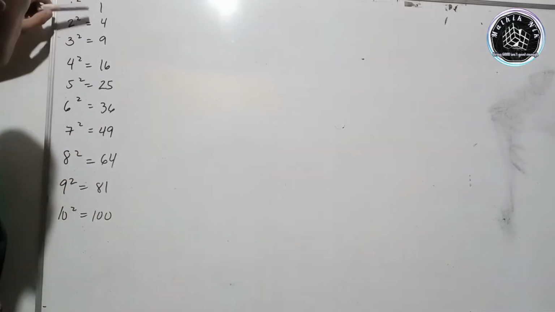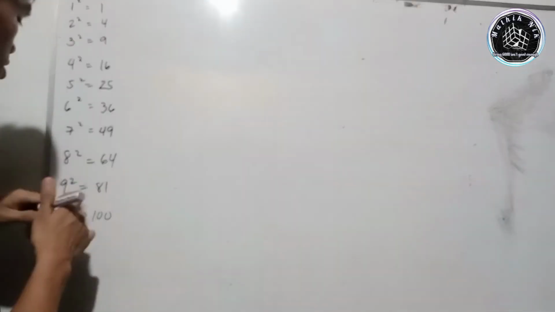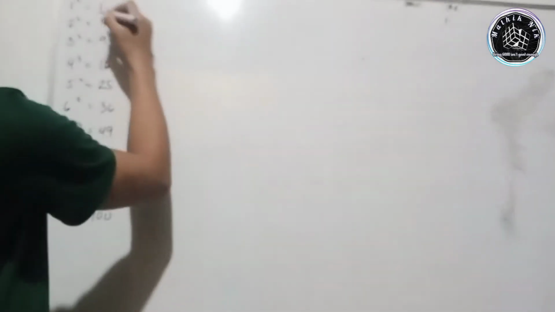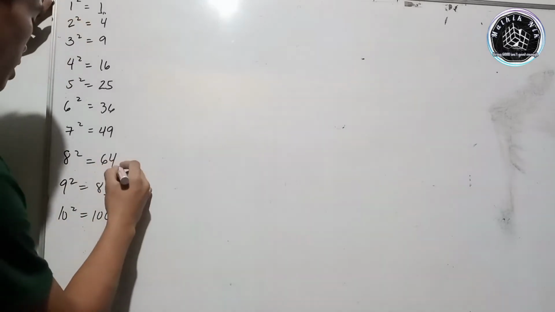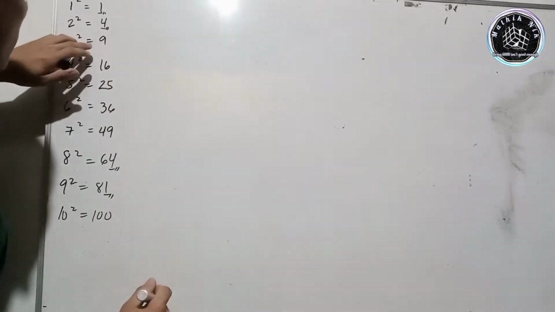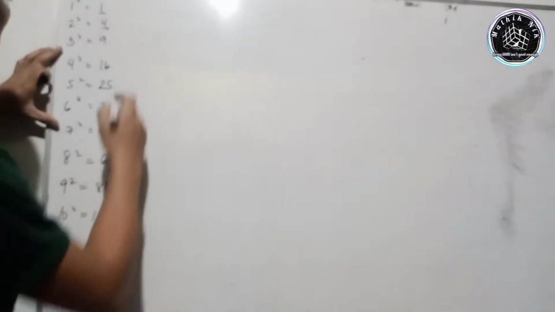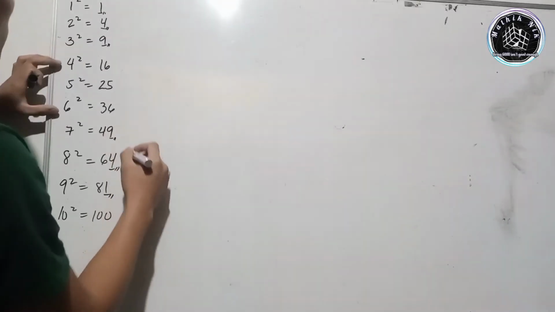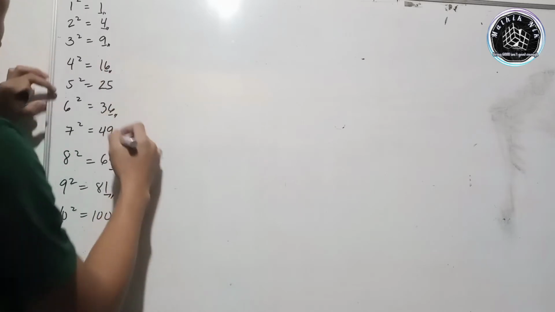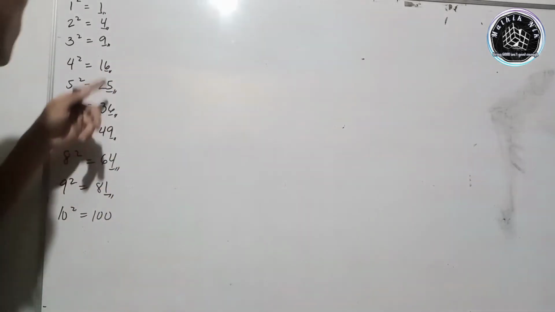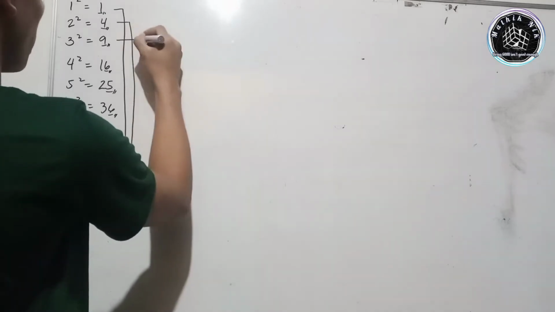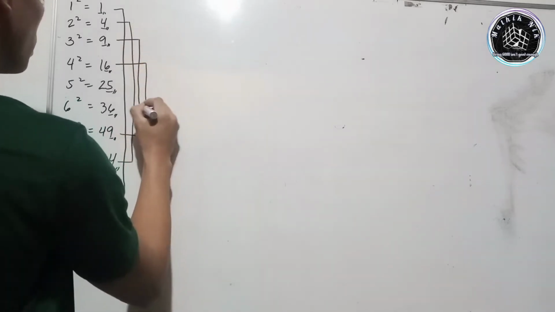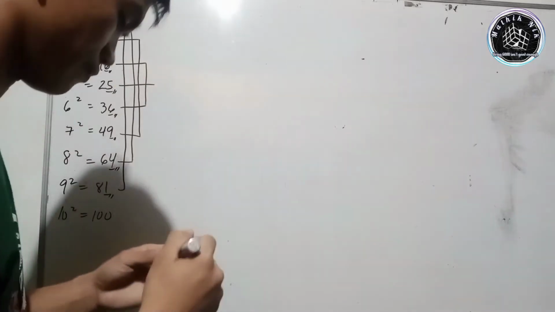Have you noticed that the last digits of 1 squared and 9 squared are similar, which is 1? The last digit of 2 squared and 8 squared is 4, which is similar. And also, it goes like that for 3 and 7, which is 9, and also 4 and 6, which is 6, and the center is 5. So 1 goes with 9, 2 goes with 8, 3 goes with 7, 4 goes with 6, and 5.